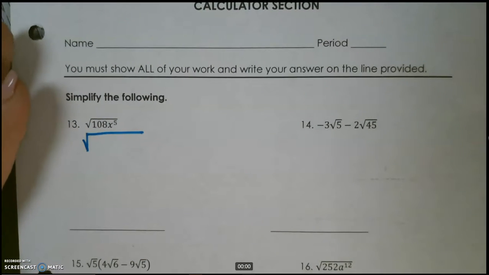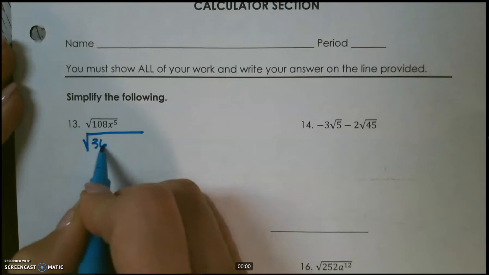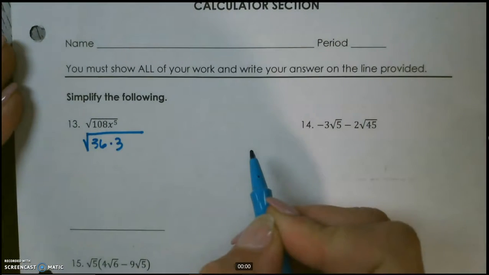Well, let's think. What can I divide out of 108? And we want to be strategic. We want to try and divide perfect squares out of 108. So maybe we can look into 4 as an option, 108 divided by 4. That works. Maybe, let's try another one, 108 divided by 36. Let's see, 36 times 3.